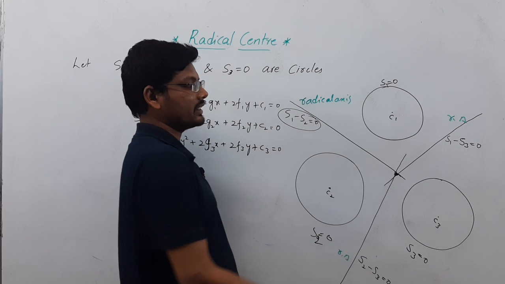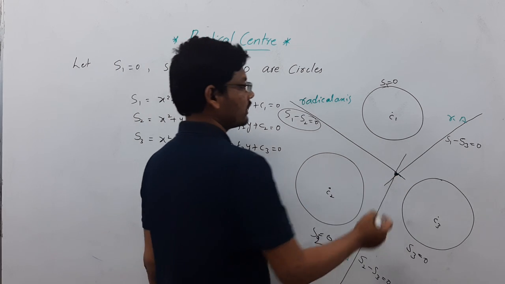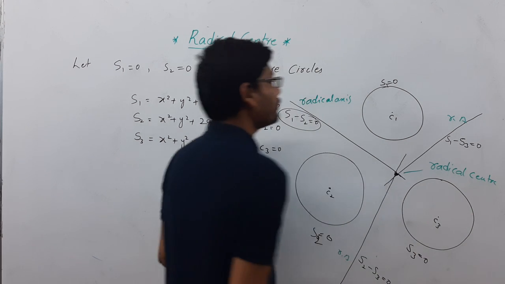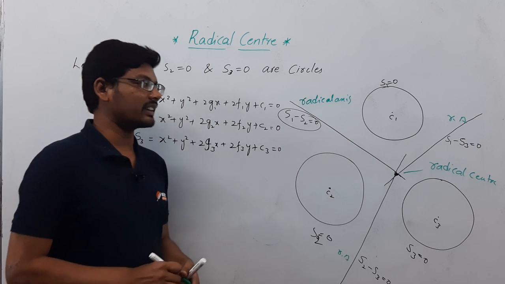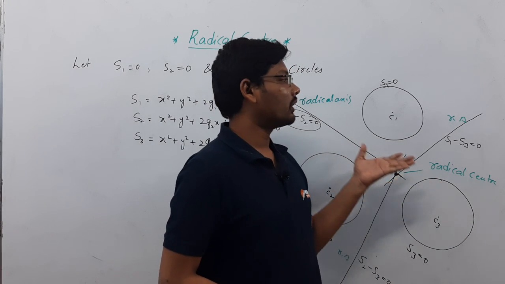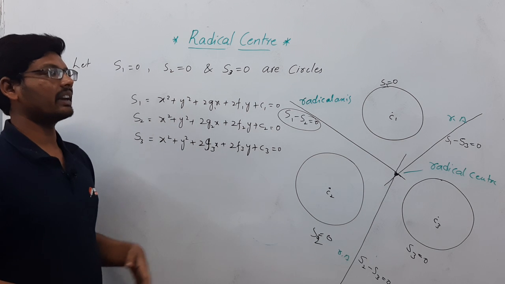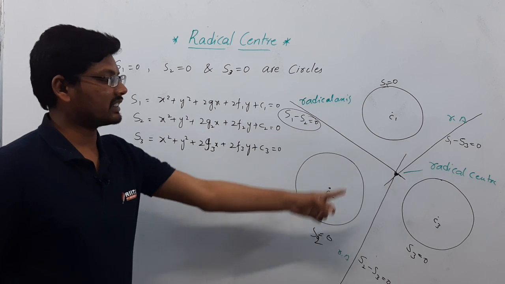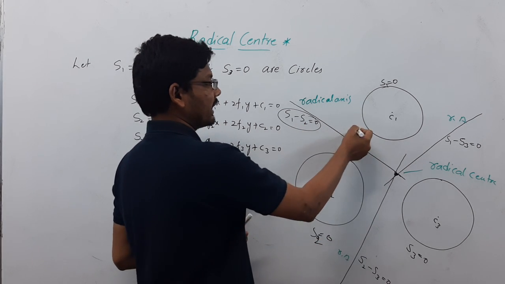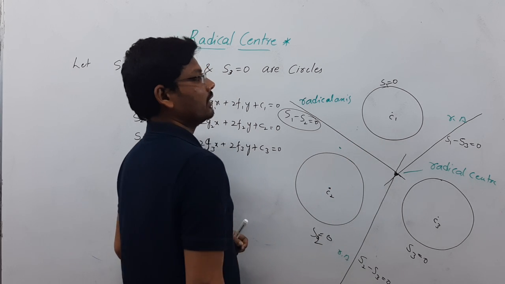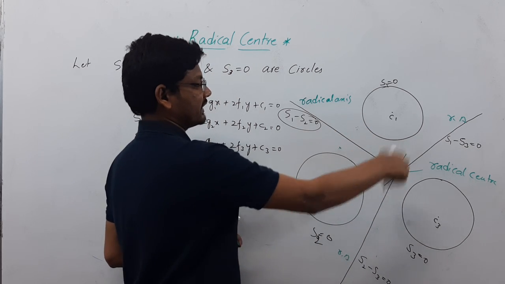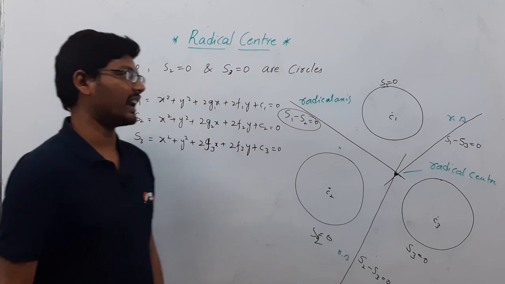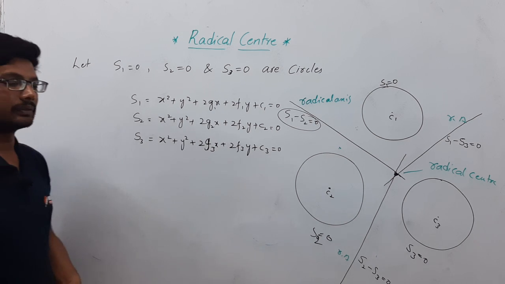The point of intersection of the radical axes is called the radical center. The point of intersection of all radical axes is called the radical center. All three lines are framed by subtracting two circles at a time, taken as the radical axes. Here the combination of radical axes gives the radical center. The intersection of the radical axes is the radical center. This is all about the radical center here.